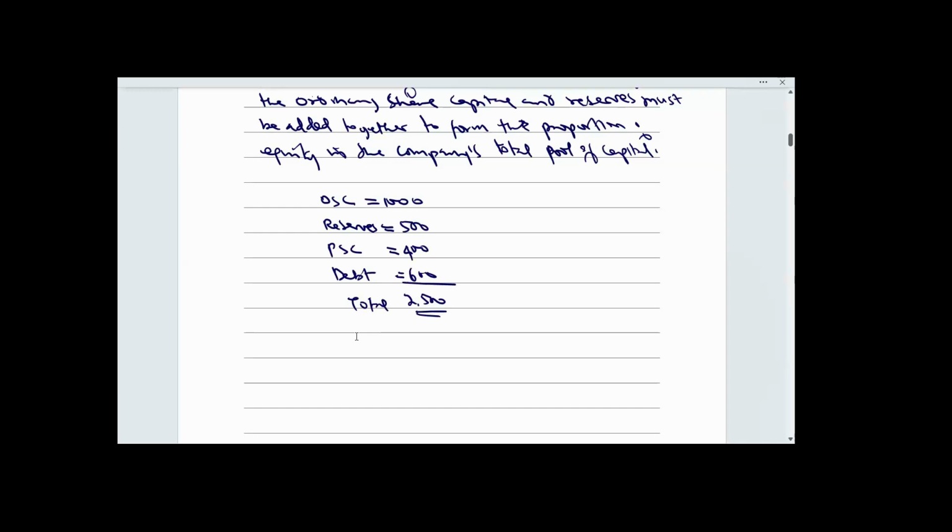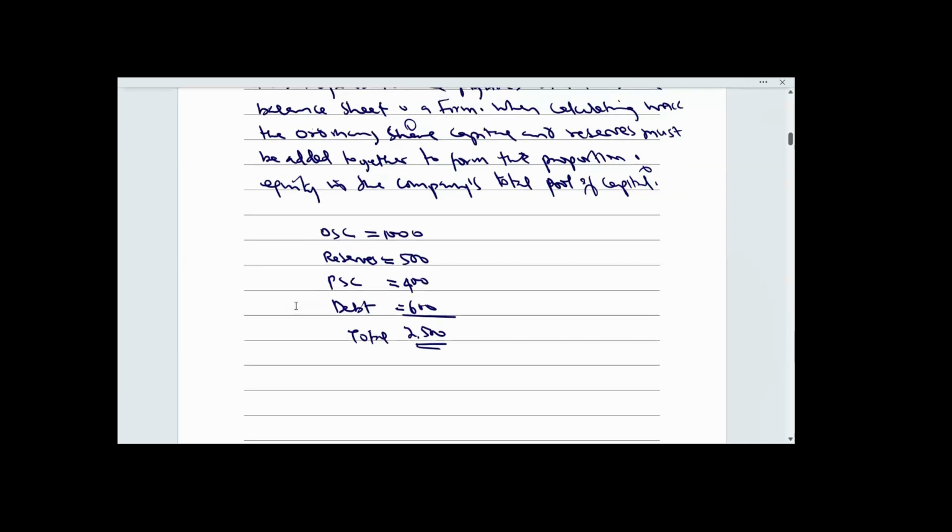So when I'm calculating WACC and I'm using book, examiner is asking me to use book value. So you're expected to add together ordinary share capital and reserve to form the proportion of equity. So in this case, ordinary share capital of 1,000 plus reserve of 500 will give us 1,500. So these two will form the proportion of equity.